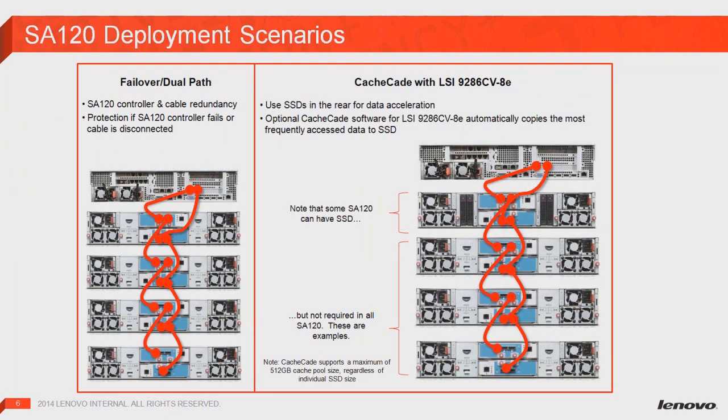Okay, the next one here is what I call the failover or dual path scenario. This is the one I mostly recommend because in general I think people want to make sure that their data is readily available, and what the failover or dual path config does is it gives you a bit of built-in redundancy. So what this is showing here is you're using both of the external SAS connectors from the server, from that RAID card, and going to different I/O controllers in a single SA120.